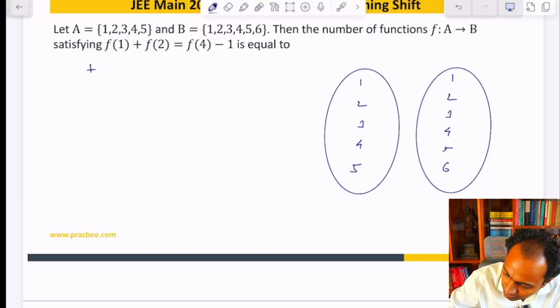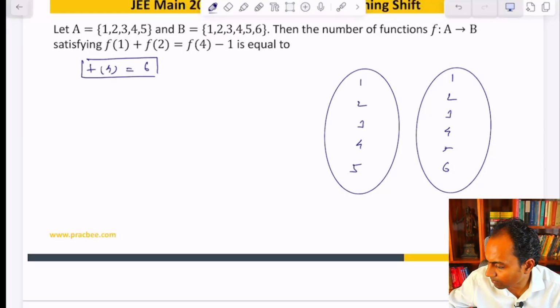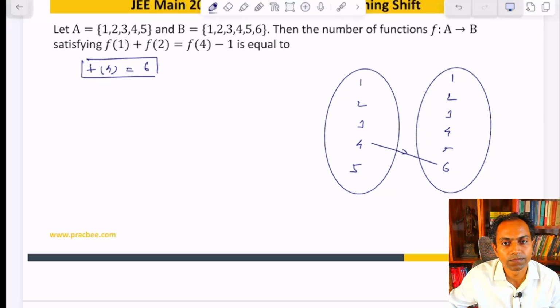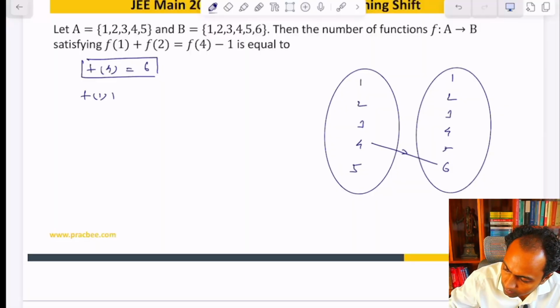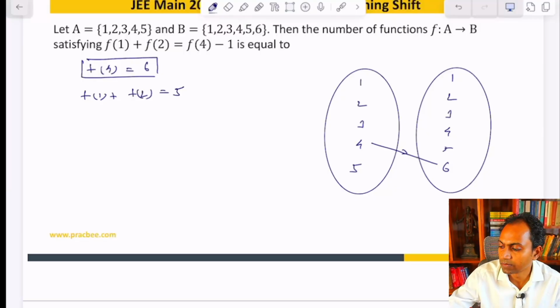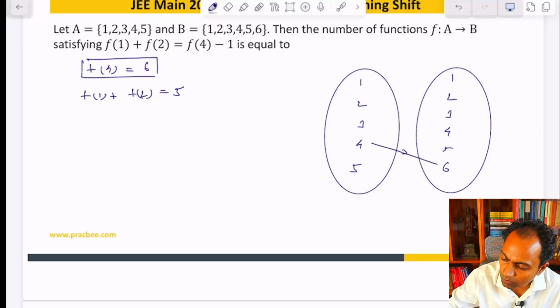In the first case, I can take the value of f of 4 as the maximum value that can happen, that is 6. So in this case I have mapped 4 to 6. Once I have done this mapping, what can I understand? The value of f of 1 plus f of 2 would be equal to 5. And once this is 5, you can see what the possible values of f of 1 and f of 2 are. So if I make a small table, you will be able to understand.